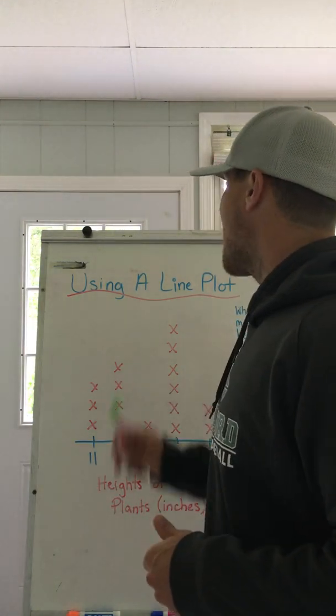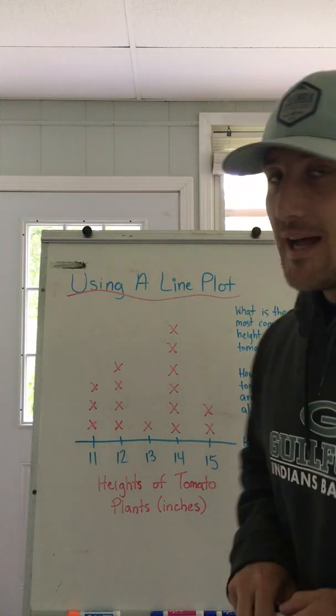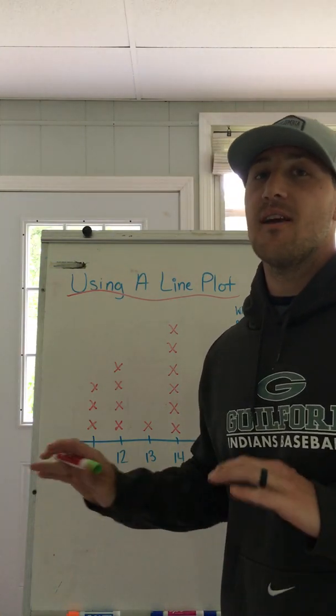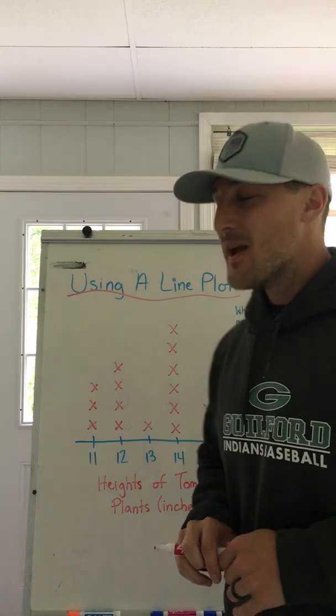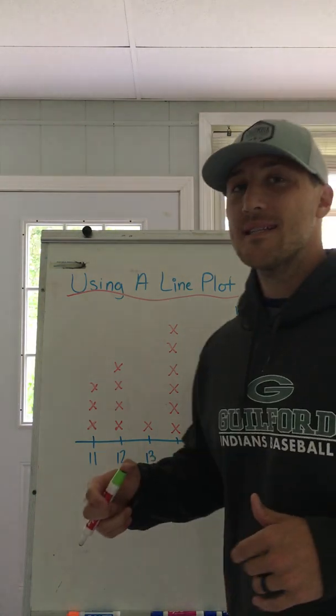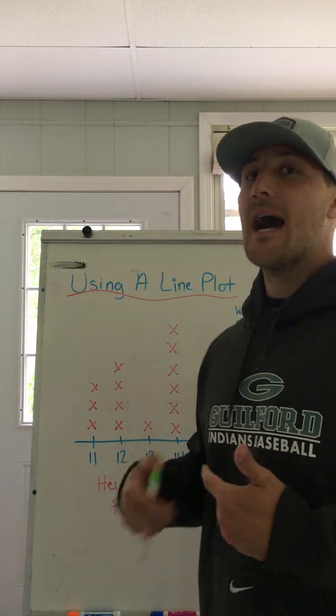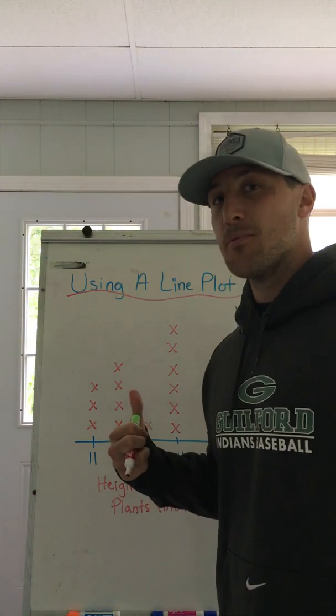using a line plot. Now, a line plot's going to be a little bit different than the other graphs and charts that we've taken a look at. A line plot is used when you want to see numbers repeating and how many times they're repeating. So let's take a look at the example behind me.